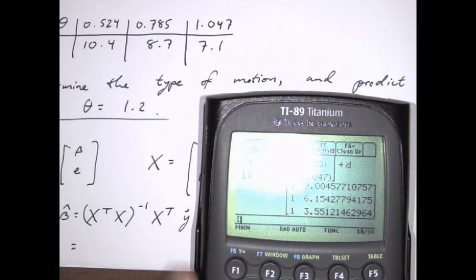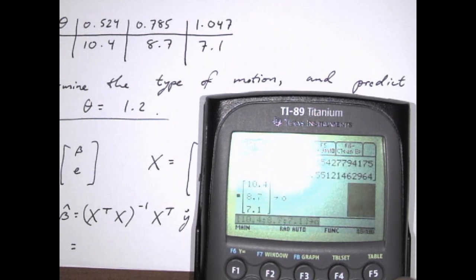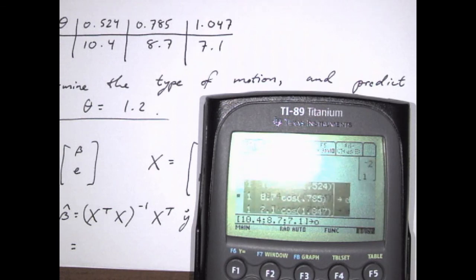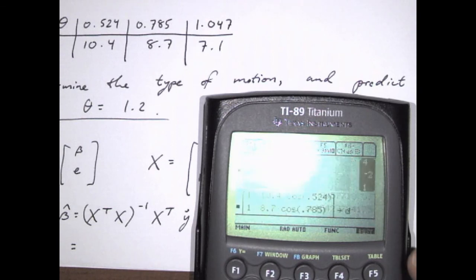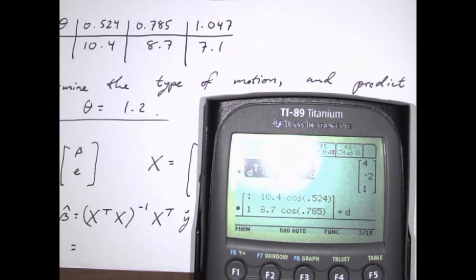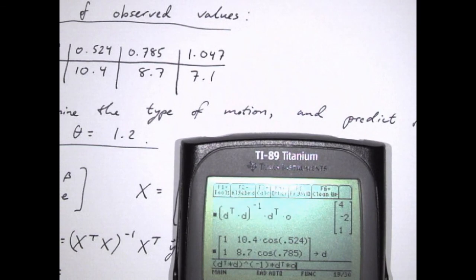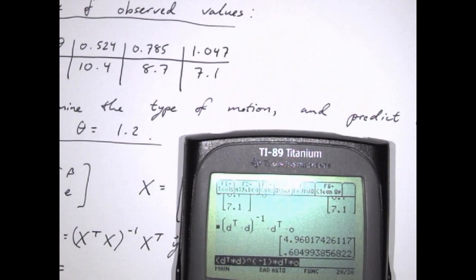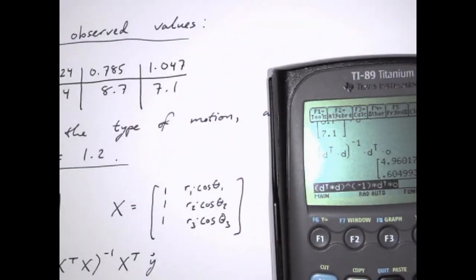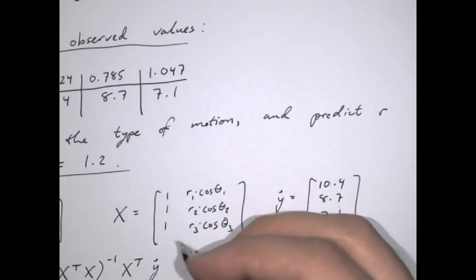So, observation vector will be 10.4, 8.7, and 7.1. Store that as your observation. Okay, and then we can just go back up wherever we last had this bit. Hit enter, and we get this. So we get 4.96 and 0.605, let's say.